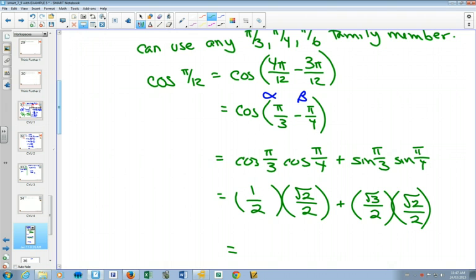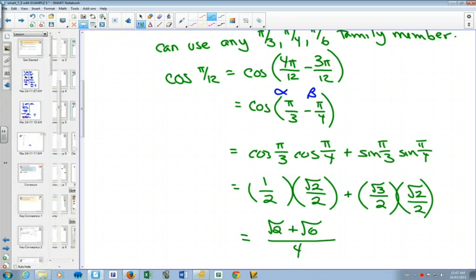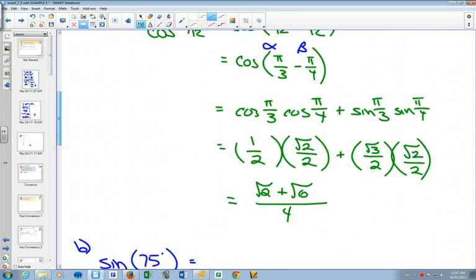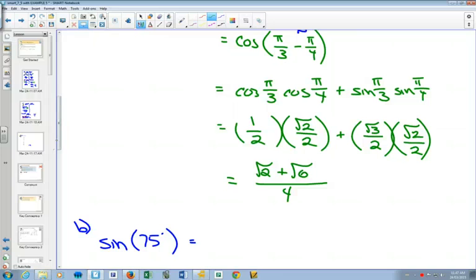When we multiply these out, we've already got a common denominator of 4. 1 times root 2 would be root 2. Root 3 times root 2 would be root 6. You can't add root 2 and root 6 together, so we're done. We've written it as a single fraction. And now we've found the exact value of cos of pi over 12.